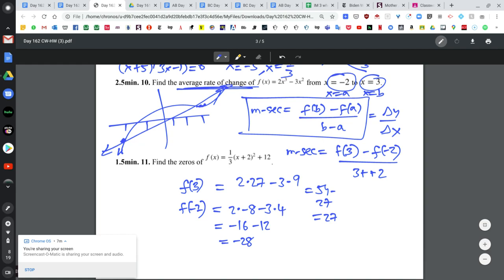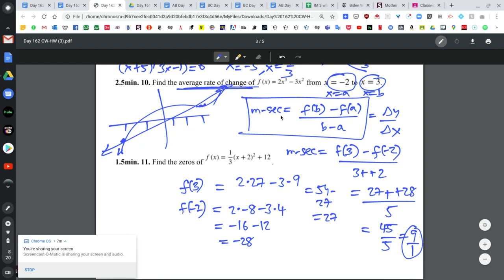Okay, now I'm ready to plug it in. I did the work in a sidebar. So f of 3 was 27 minus -28 all over 5, correct? 2 negatives make a positive. 27 and 28 make 55 divided by 5, which is 11. So what we're really saying is the slope of the line through those two x values on the graph, x equals -2 and x equals 3, the rise is 9, the run is 1. So the slope of the line, or what is called the secant line, is 9.